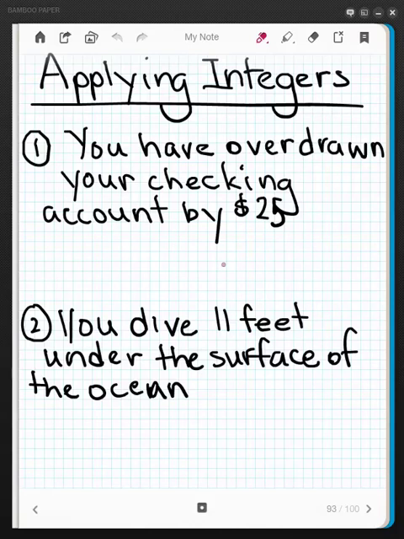All right, applying integers. If I want to use an integer in the real world, where does it come up? Well, it actually comes up quite often, but we don't always think of them as being an integer. We use English words instead. So if I've overdrawn my checking account by $25, then I might say I have negative $25. And that means that I have less money than 0. That's what that negative means. If I dive 11 feet under the surface of the ocean, I may call that negative 11 feet because the surface of the ocean is the break-even point, the 0 point.